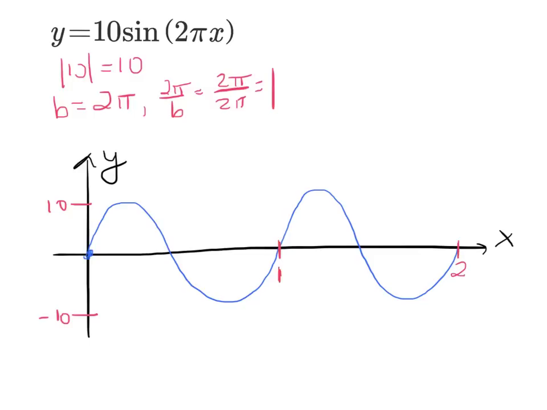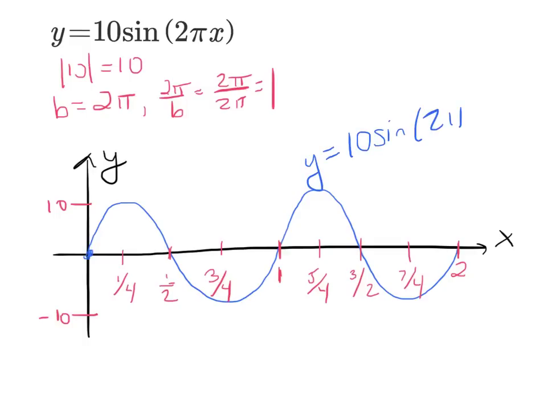Notice that this is not in terms of pi. Let's label the rest. This would be 1/2, 1/4, 3/4, 5/4. This would be 6/4, which is 3/2, and then 7/4. All we need to do now is label the graph. And we're done.